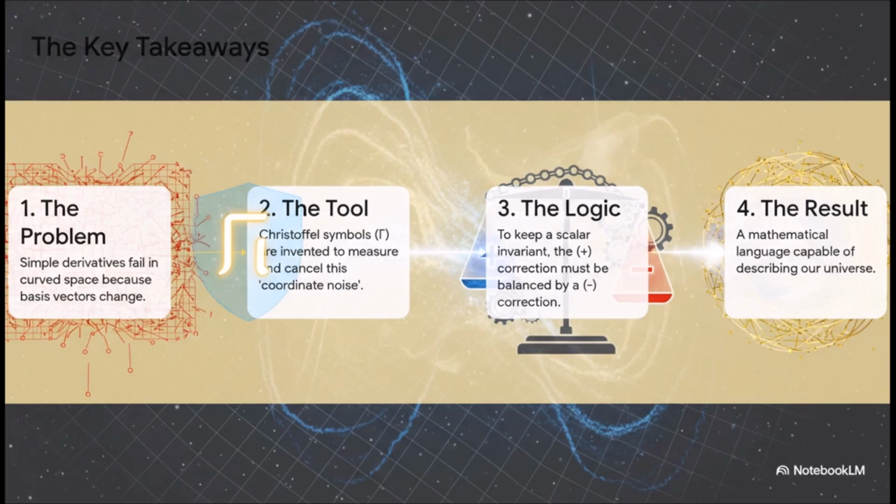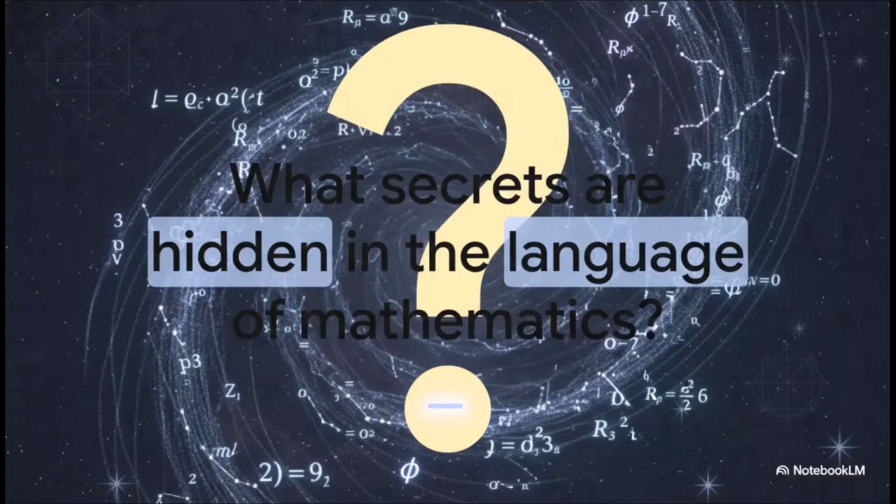And the result of all that? A brand new mathematical language, powerful enough to describe the entire universe. It really makes you wonder, doesn't it? If a secret as profound as the nature of gravity was hidden behind a single minus sign in an equation, what other incredible truths about our reality are just sitting there, hidden in plain sight, encoded in the language of mathematics, just waiting for someone to come along and ask the right question?